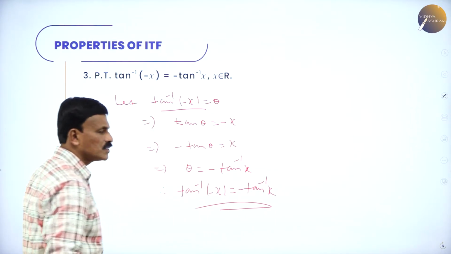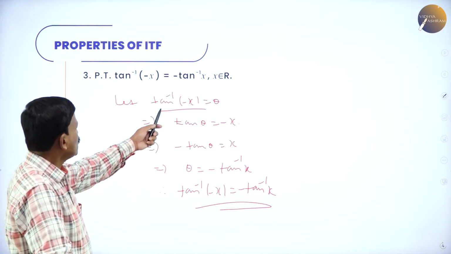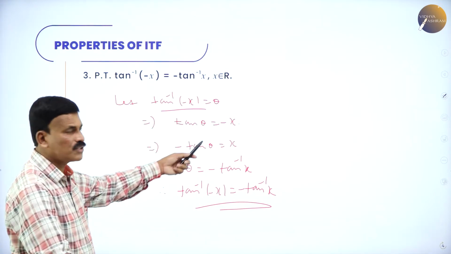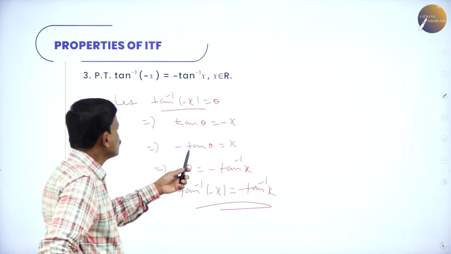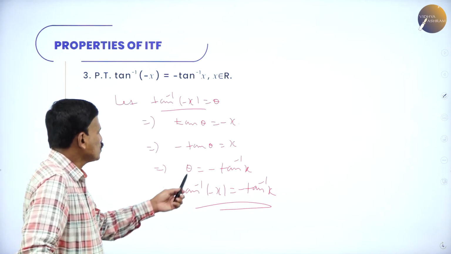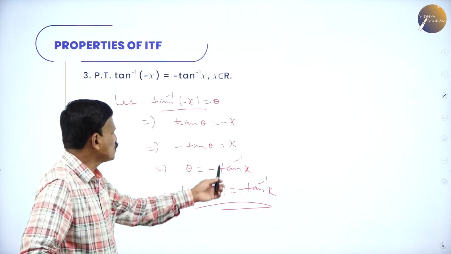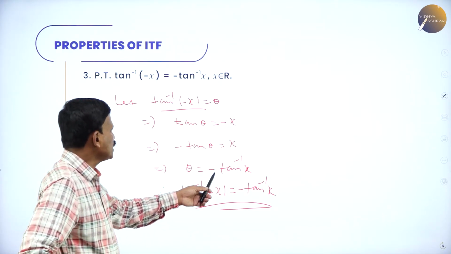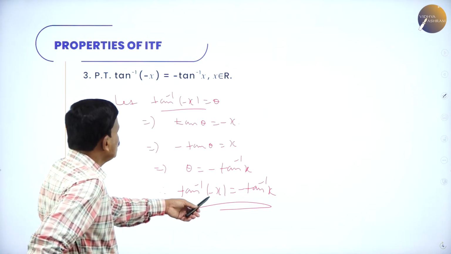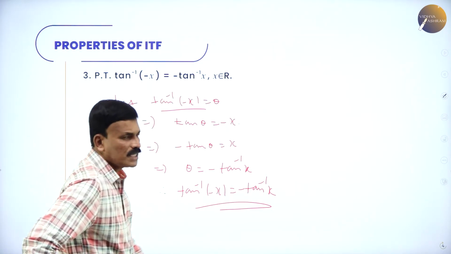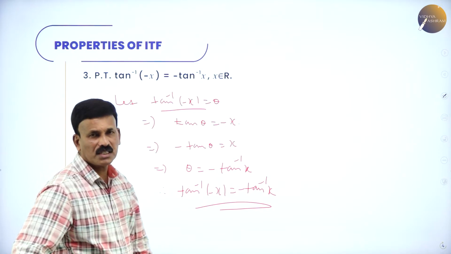This is the proof. So very simple problems here. Let us consider tan inverse minus x is equal to theta, which implies tan theta is equal to minus x. Multiplied by negative sign, minus tan theta is equal to x, which implies theta is equal to minus of tan inverse of x. So what is theta? Theta is nothing but tan inverse minus x is equal to minus of tan inverse of x. That is the proof.